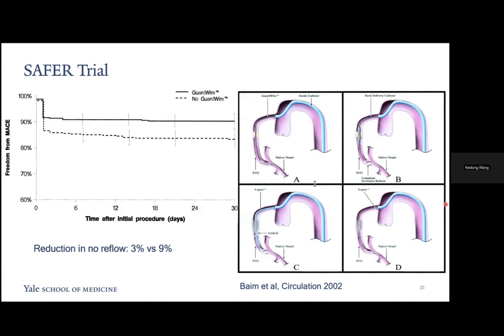Yeah, so despite what you guys may think, the SAFER trial showed that the GuardWire was actually effective. There was a 6.9% absolute reduction in the 30-day primary endpoint of MACE with the use of the GuardWire compared to no use of the GuardWire. And this was driven by a reduction in no-reflow and periprocedural MI.